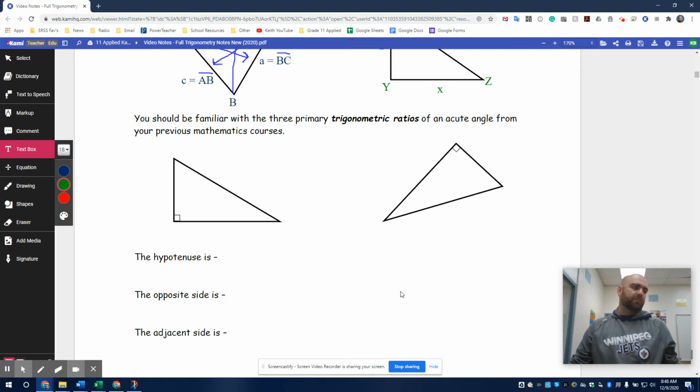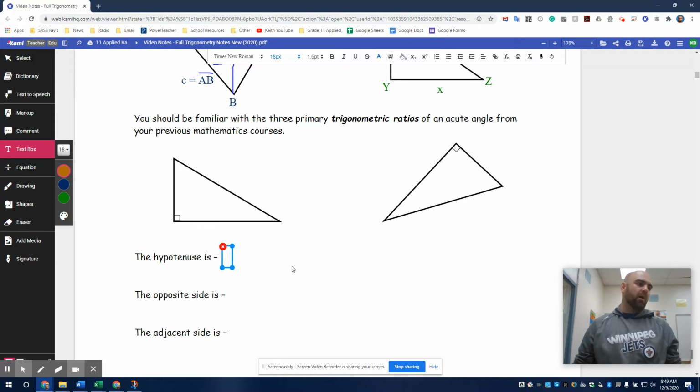Now, you should be familiar with the 3 trigonometric ratios of an acute angle from grade 10 math. Those are sine, cos, and tan. Now, to do sine, cos, and tan, we need to look at triangles and see specifically certain sides. So the first thing is we want to see what is our hypotenuse. Now, remember that this is our longest side.